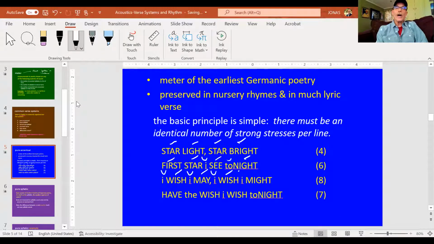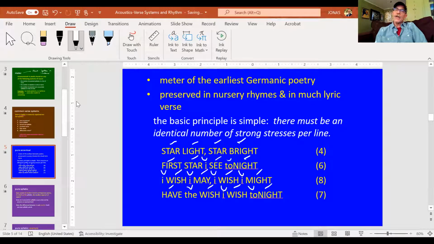I wish I might have the wish I wish tonight. Okay, starlight, star bright, first star I see tonight. I wish I may, I wish I might have the wish I wish tonight. You can hear the cadence of those lines.